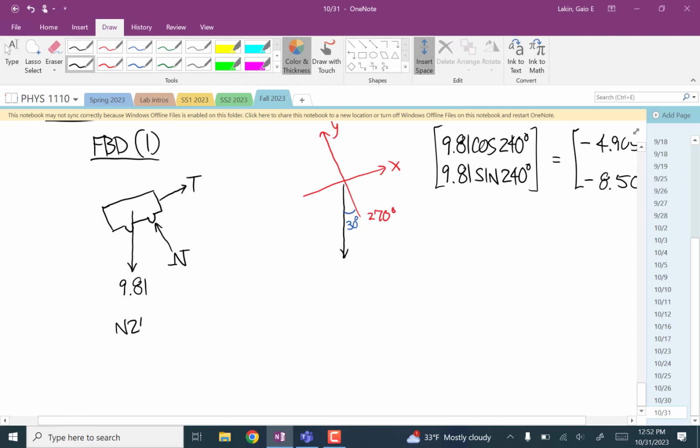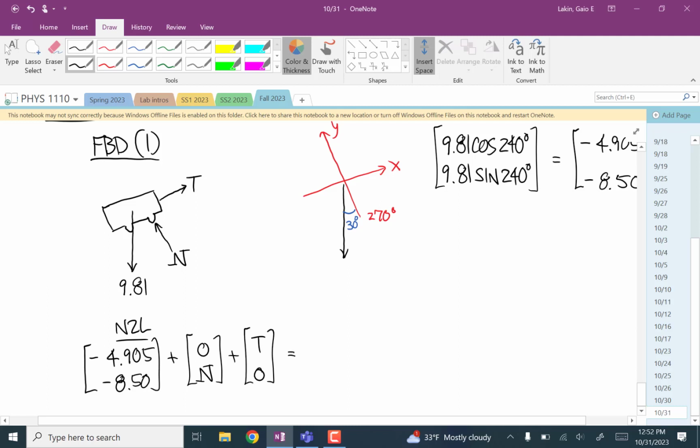And so Newton's second law says negative 4.905, negative 8.50, plus 0n, plus t0, is equal to the mass of 1 times the acceleration. This is our first body. On this one, you don't have to think about the direction at all. You can just do it the way that you would if it was by itself. We just think, okay, it's along the x-axis, so I'm going to write this as a0. And we don't have to think about up or down the ramp.